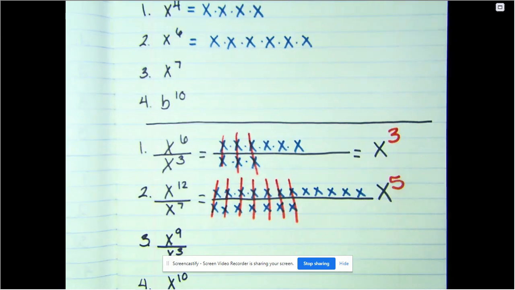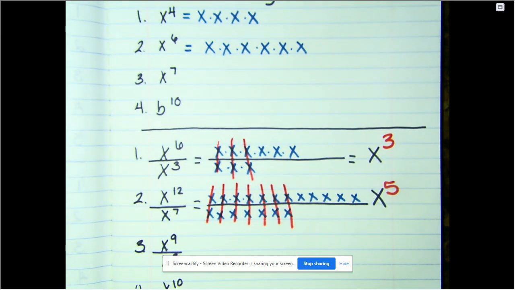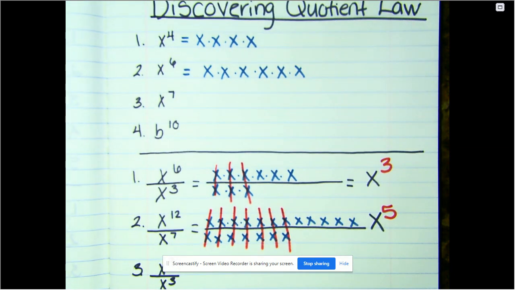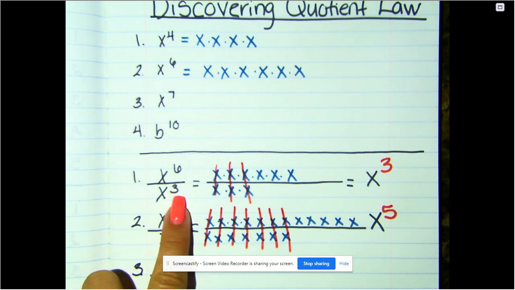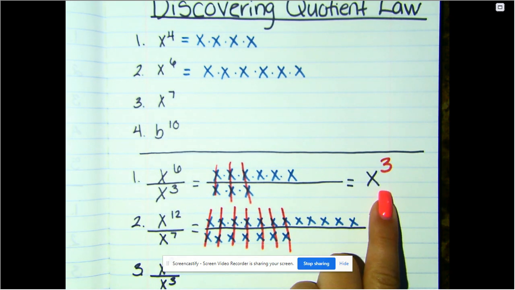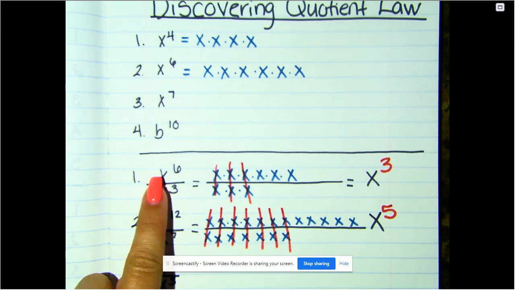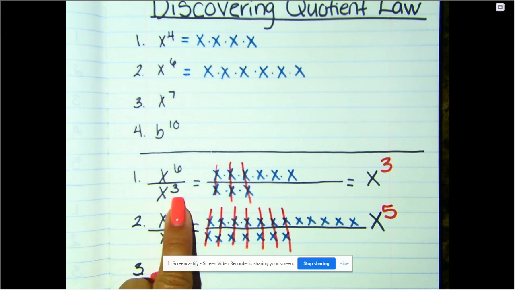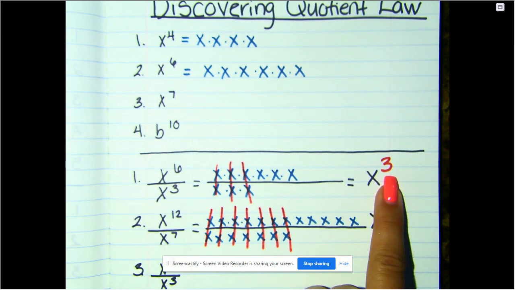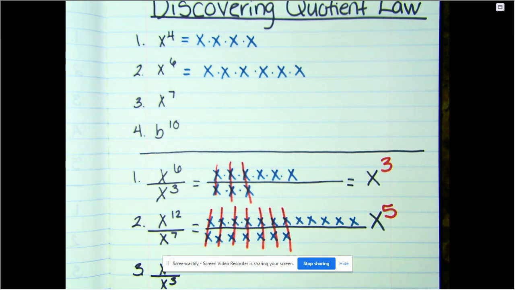And the reflection piece is just asking you, again, very similar to the product law reflection piece. The reflection piece for the quotient law is asking you, do you see a relationship between the numbers in the original and what we got at the very end? So in other words, is there a relationship between 6 and 3 that I get 3? And is that same relationship, does it apply to all of the ones down here? So whatever operation you're thinking, is that true for 12 and 7 to give you 5?